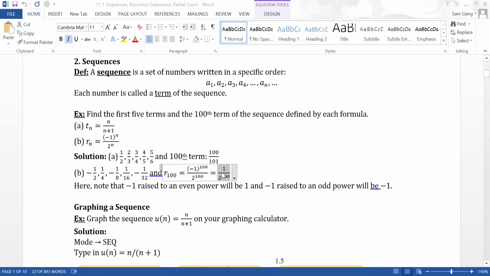And for this, you can leave the denominator as written like this. You're not expected to evaluate that. I'm not even sure if, yeah, I guess the calculator could evaluate it, but it's about 1.26 times 10 to the 30th.